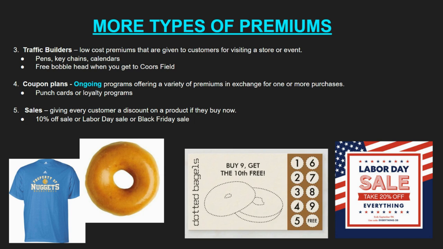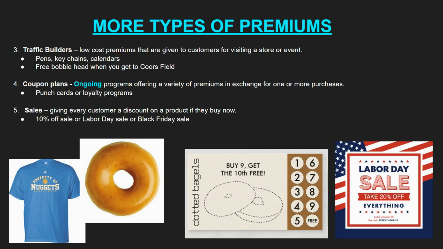A coupon is a one-time discount at the time of purchase, over and done with. A coupon plan is usually over a period of time or over a period of purchases, like the Dotted Bagels punch card here: buy 9, get the 10th free. So it's ongoing. You have to continue to punch that, and then you finally get your reward after the 9th purchase. You get a free one. So that's a coupon plan.